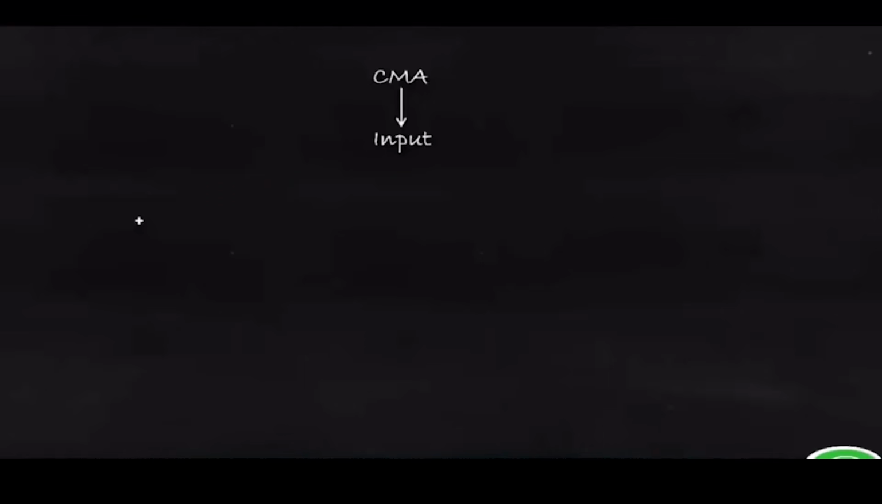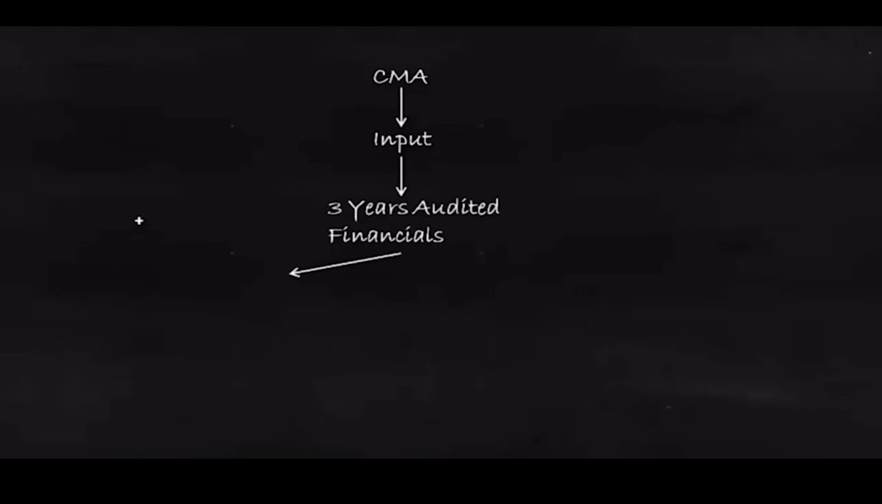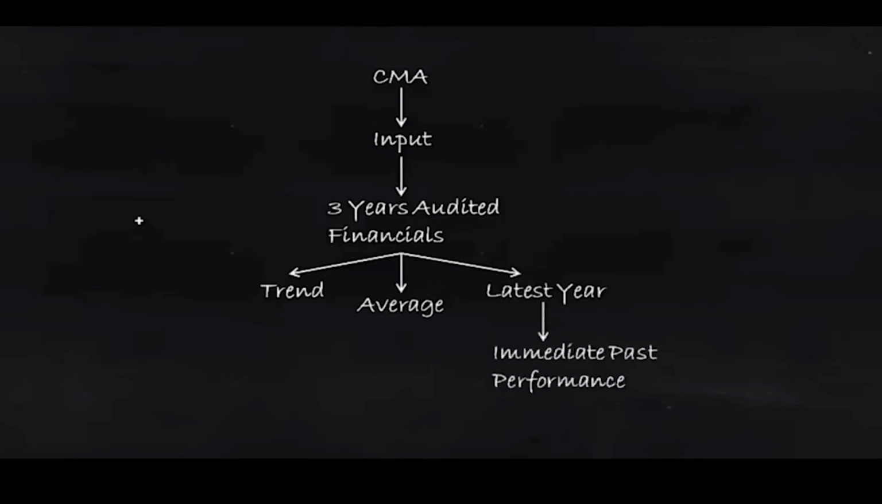So in CMA we have to give input that is basically for past as well as for future. But when you give input for the past 3 years audited financials, you are facilitating, number one, to understand the trend of the company, how the company has moved in the past 3 years, and you can also get what could be the average performance of the company, and you will also get to know the latest year or immediate past performance of the company.